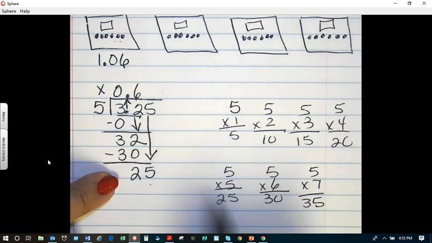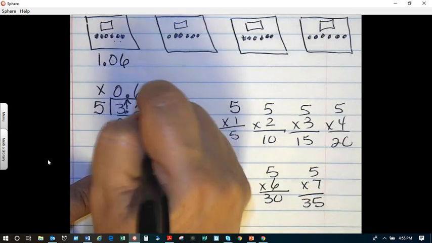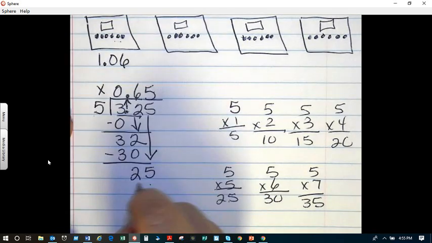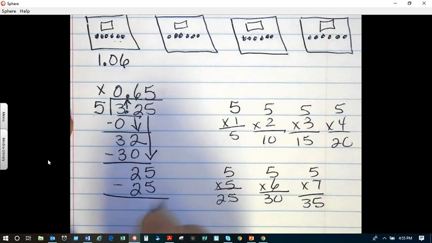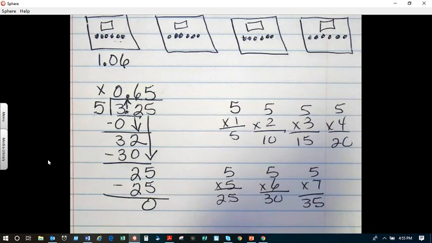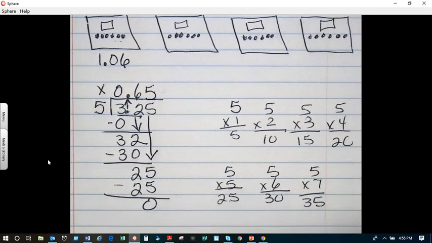5 goes into 25. 5 times 5 equals 25. Subtract it out, and that's 0. So the answer is 6.5.